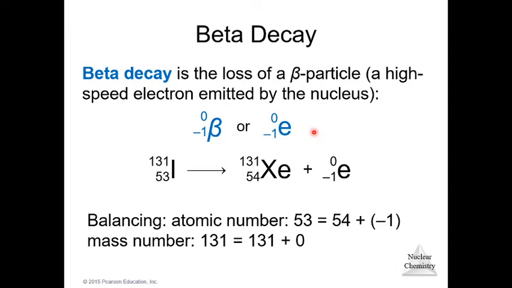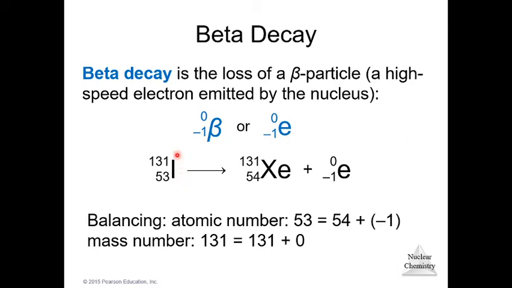All right, let's go on to our next form of decay. A beta particle is an electron. And like I mentioned before, we represent it with a 0 on the upper left and a -1 on the lower left. You can give it a little Greek symbol beta if you like. This is also fine. But more commonly, you'll just see the E.